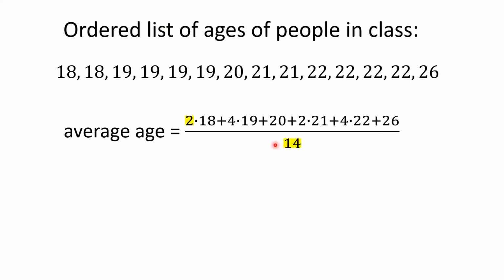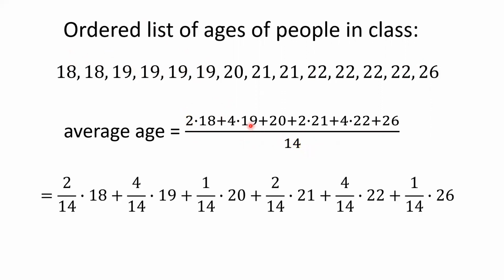Now, take a look here. Division is distributive, just like multiplication. So another way to think about this would be 2 times 18 divided by 14 plus 4 times 19 divided by 14, etc. So look at this fraction, 2 over 14. What we've really got is 2/14 times 18 plus 4/14 times 19. And I've rewritten that here. So these are equivalent. This is just algebra.